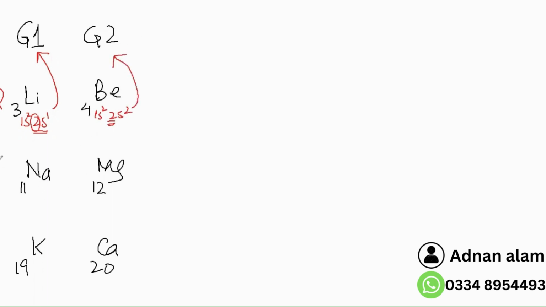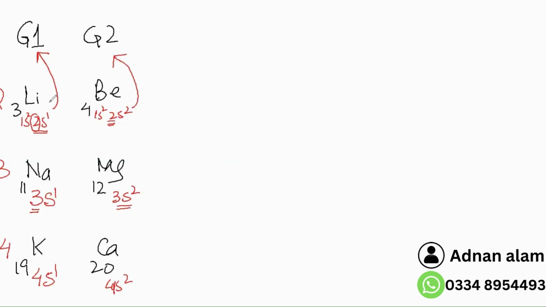For sodium, since sodium is from period 3, the last electron will be placed in 3s1. So all group 1 elements have s1 as the general configuration. Sodium is from period 3, so that is why 3 is here, and s1 is for group 1. Potassium is from period 4, so it will be 4s1: 4 is for the period, and s1 is for group 1. Magnesium belongs to group 2, so its last electron will be placed in 3s2: 3 is for period 3, and s2 is for group 2. For calcium, it will be 4s2: 4 is for period 4, and s2 is for group 2.